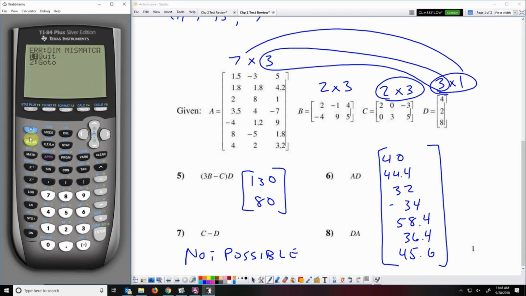And then D times A, second matrix 4, second matrix 1. Also a dimension mismatch, which makes sense because if I was to turn these around, I've got a 3 by 1 times a 7 by 3. And for multiplication, those inner dimensions have to match, and they don't. This one is also not possible.